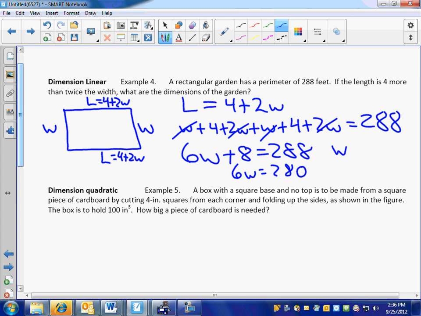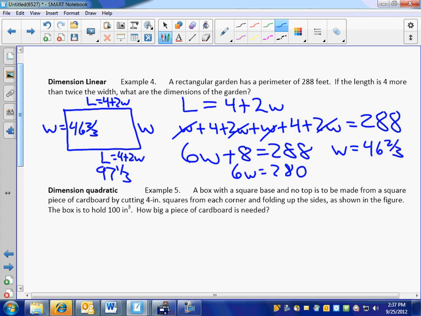What do you got, boss? 46 2/3. Very good. So the width is 46 2/3. Does that answer our question? Kind of. We also have to know the length. How do we find out the length? Plug it in. So 2 times 46 2/3 would be 93 1/3 plus 4 is 97 1/3. So it's 46 2/3 by 97 1/3. And that's that.